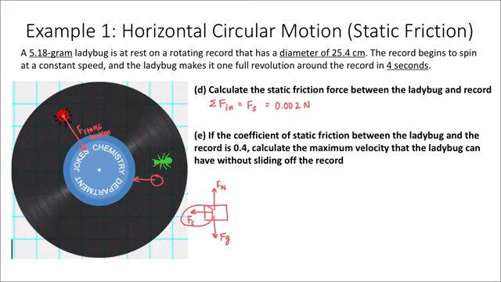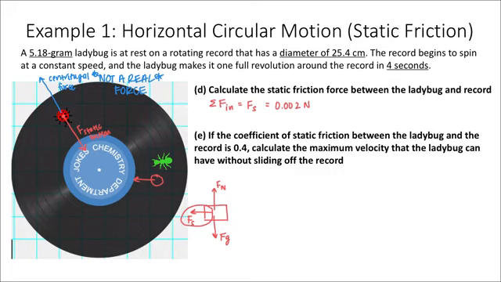Now, I'd like to pause and just point out an important idea that you may be thinking. If we were to spin this record very, very fast, the ladybug would begin to slide off the record, almost as if some force were pushing it to the outside of the circle. It's important to note here that this is not a real force. This is something we sometimes call the centrifugal force. I'll write this out. And I'd like to point out again, this is not a real force. There's nothing actually causing this force.